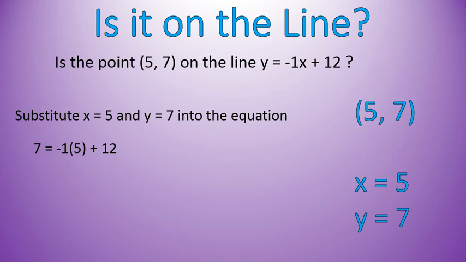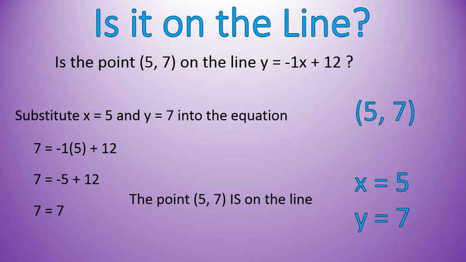Let's go ahead and multiply. Negative 1 times 5 gives us negative 5. Negative 5 plus 12 gives us positive 7. 7 equals 7. Yes, it does. So that means the point (5, 7) is on the line y equals negative x plus 12. That tells us that that point is a solution to this equation. Or in other words, that point is on the line.